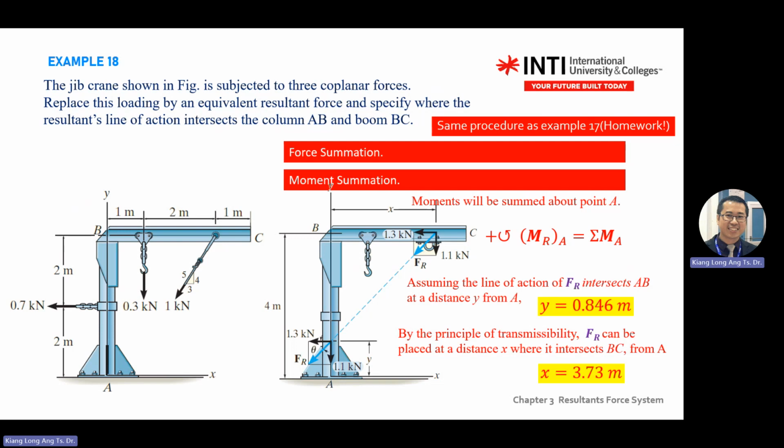Okay. So if you want to find Y from point A, how do you find the moment here? So this one does not generate moment. This one generates moment. And you say anti-clockwise positive. So this one, you take positive Fry, which is this direction, 1.13 kilonewton, multiplied by the Y distance. On the left-hand side, we are clear already. Equal to the four moments here.